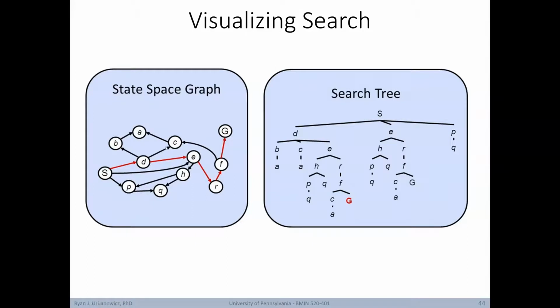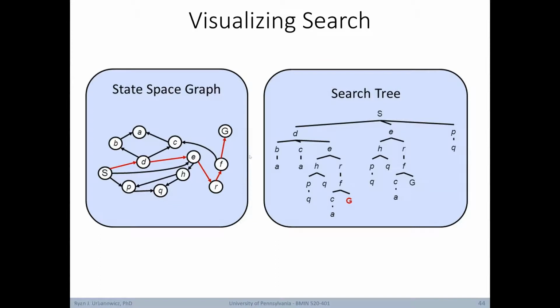Next, let's move on to visualizing search. This will be particularly useful as we dive into the search algorithms themselves. To begin, there are two primary ways to visualize search paths in a search space. The first is with a state space graph, and the second is with a search tree. In a state space graph, every node is a potential state, and every arc between nodes indicates a transition from one starting state to some new state. And here we might see an optimal path to get from our starting to our goal state highlighted in red.